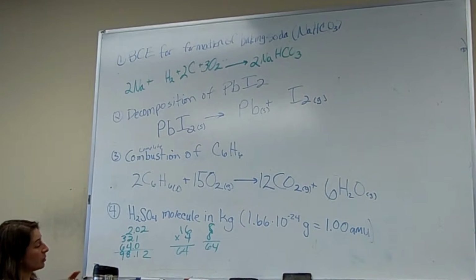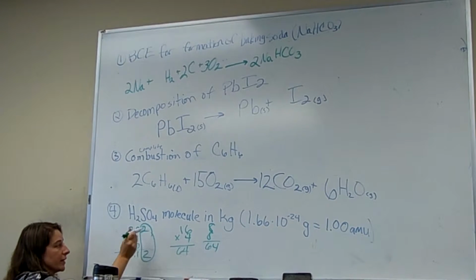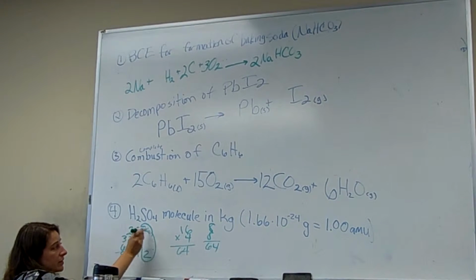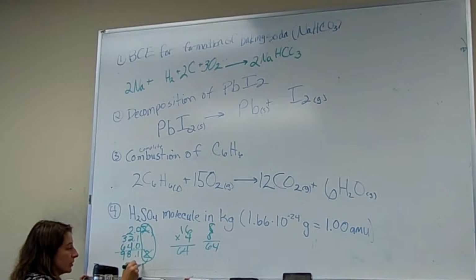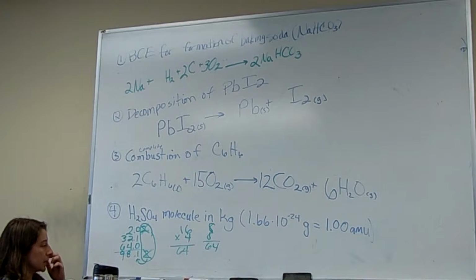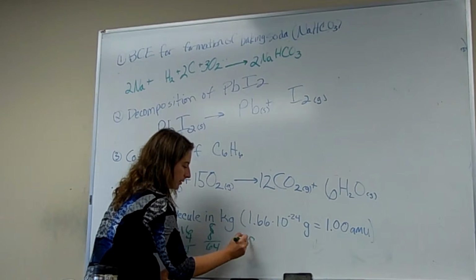So the total mass is 98.1. Okay, 98.1, and notice that Lily rounded, because the only one that has significance in the hundredths place is the hydrogen, so we have to round to the tenths place. That 2 doesn't make the 1 go up. So it's just going to be 98.1, and what is the unit on that?